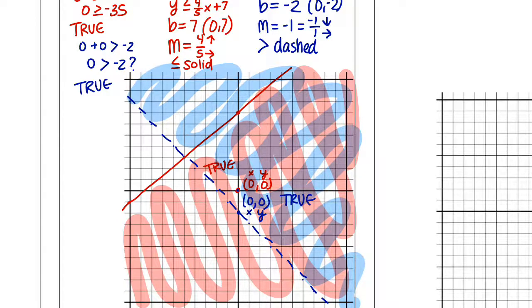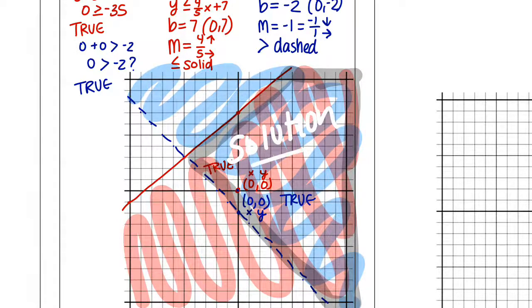Okay. Now my solution is the part where both are shaded. So if I look at this graph, the part where both are shaded is this area here. So this is my solution. So I can even mark it as my solution if I wanted. Solution.